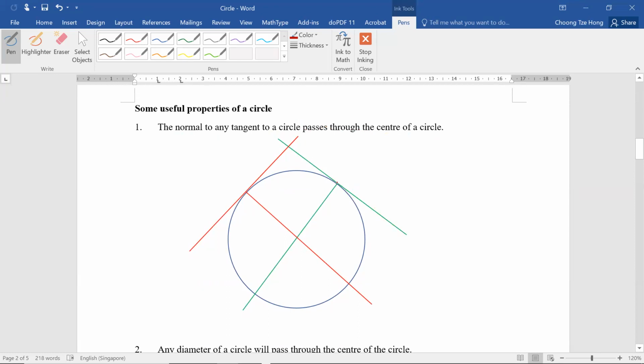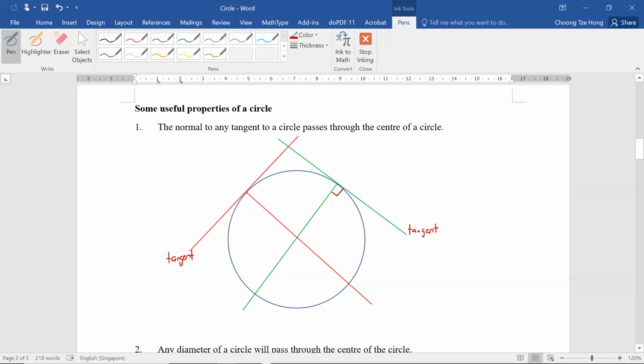It touches the circle at only one point. So this green line is a tangent. Now, the normal to any tangent. So what is a normal? A normal is a line that is perpendicular to the tangent, so 90 degrees to the tangent. Any normal to the tangent will definitely pass through the center of a circle. Over here we have a second tangent. This red line over here is also a tangent.